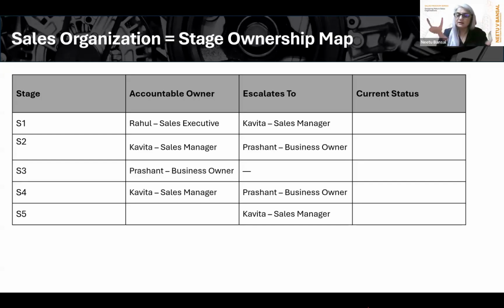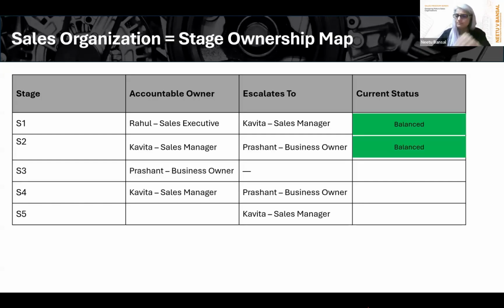Now, if you map this for your company, this is how it will look. Now let's look at the current status. Because here in the very first stage, we've got Rahul and Kavita. In case Kavita falls sick, the business owner Prashant can take over. So it's a very balanced stage. We have multiple people who can take care of it, but still, Rahul is the first person who's responsible for this, right?